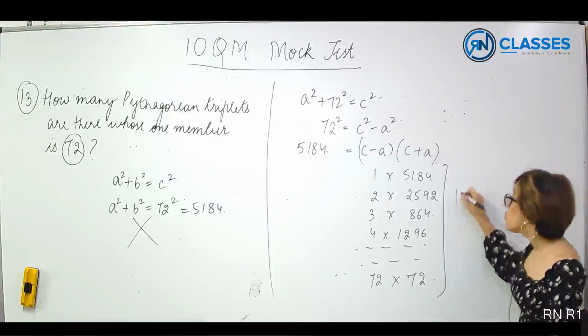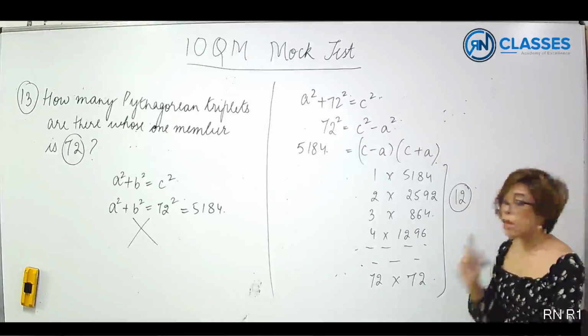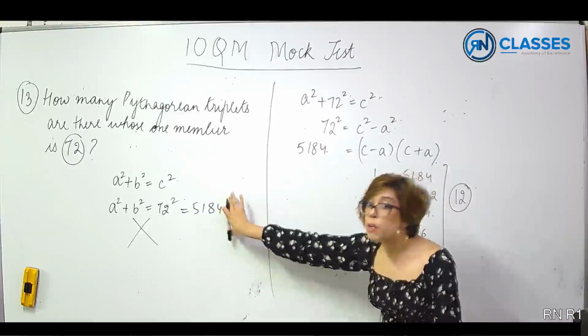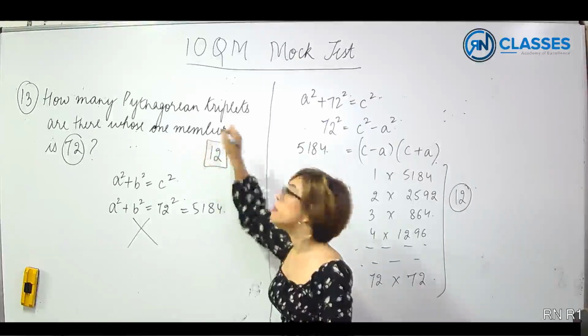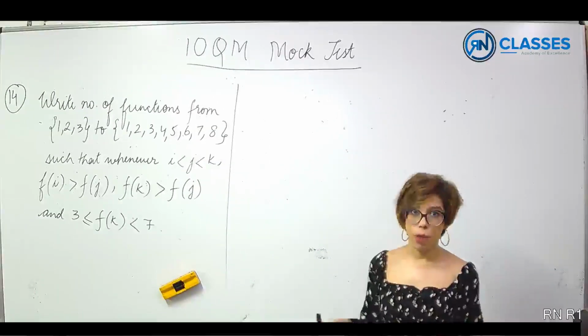and you will find that there are 12 such pairs. So that means you didn't get any pair or any triplets from here, but from here you got 12. So that is why the answer is 12 Pythagorean triplets. Alright, on to the next one.